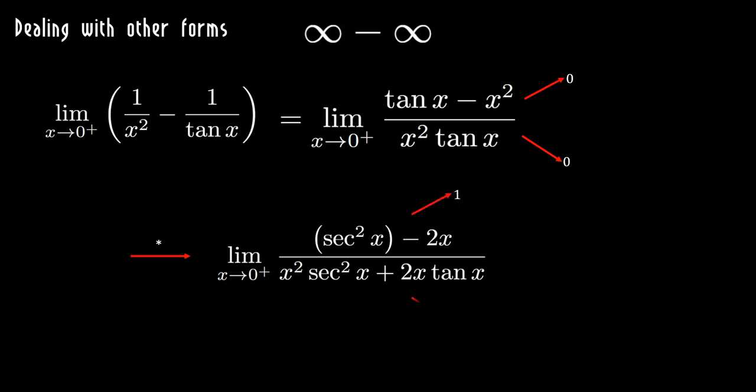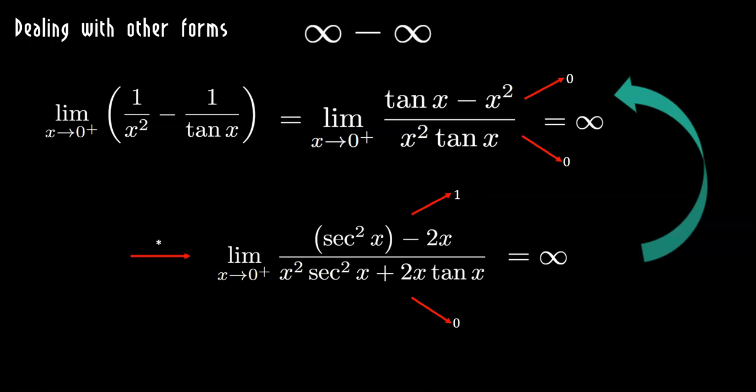The top goes to 1, the bottom goes to 0. Oh crap! What do we do? When you see 1 over 0, you should think infinity. Especially if it's a one-sided limit. Notice at the bottom as x approaches 0 from the positive side, this will all be positive and this will all be positive. So the bottom will be positive as you approach that 0. So 1 over a quote-unquote positive 0 will give you positive infinity, which means my original limit was positive infinity.